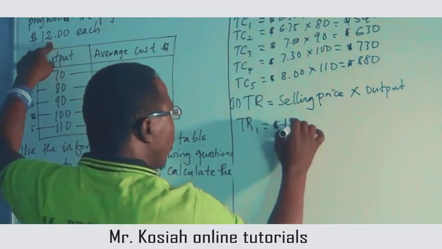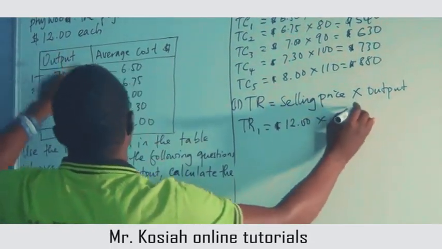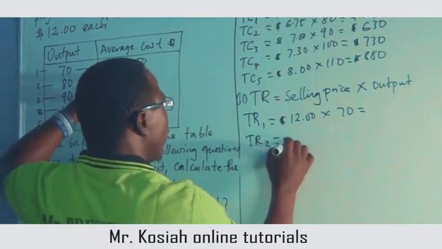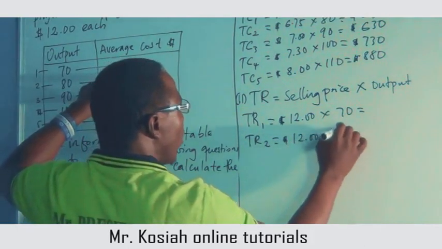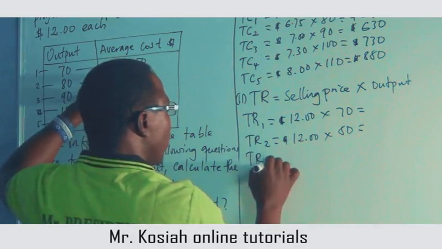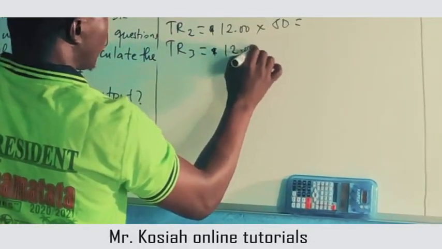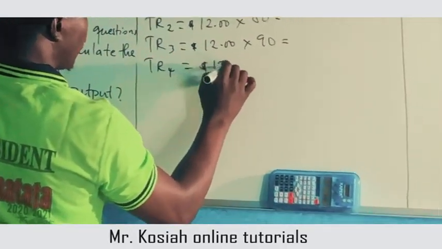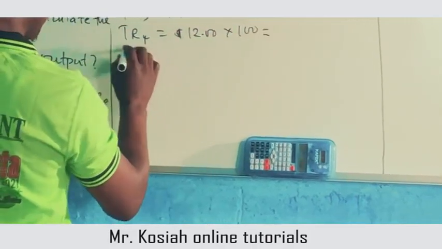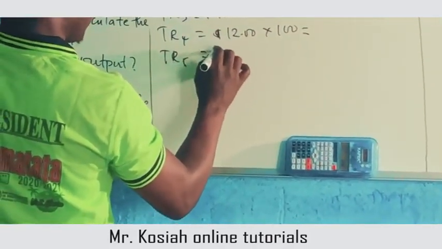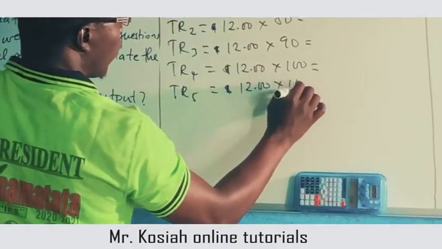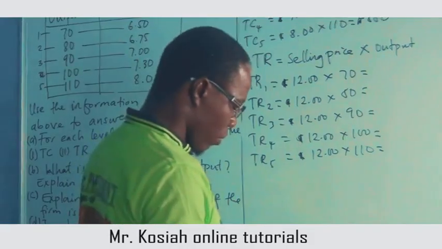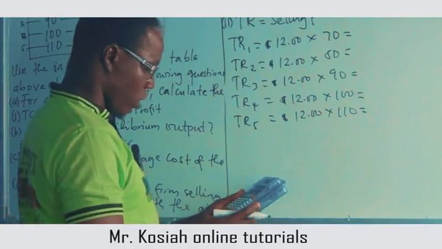Like we said, total revenue 1 will be the selling price, which is constant, multiplied by the output, 70. Total revenue 2 is $12, the constant selling price, times 80. Total revenue 3 is $12 times 90. Total revenue 4 is $12 times 100. And total revenue 5 is $12 times 110. Now let's multiply these out. By multiplying $12, what do we get?